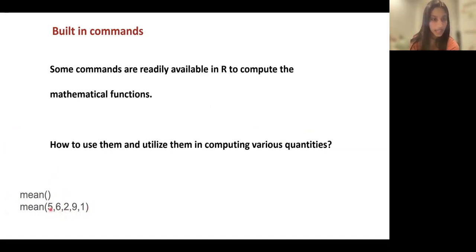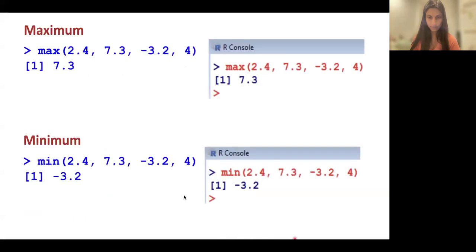So 5 plus 6 plus 2 plus 9 plus 1 would be 23. We have 1, 2, 3, 4, 5 elements. So 23 divided by 5 would be 4.6. It does it by itself. You just need to use this function. Similarly, if you want to find the maximum number of a list of elements, you use the max function. So max of 2.4, 7.3, minus 3.0, and 4 is 7.3. So you get that answer. And similarly, to find the minimum values, you use the min function.